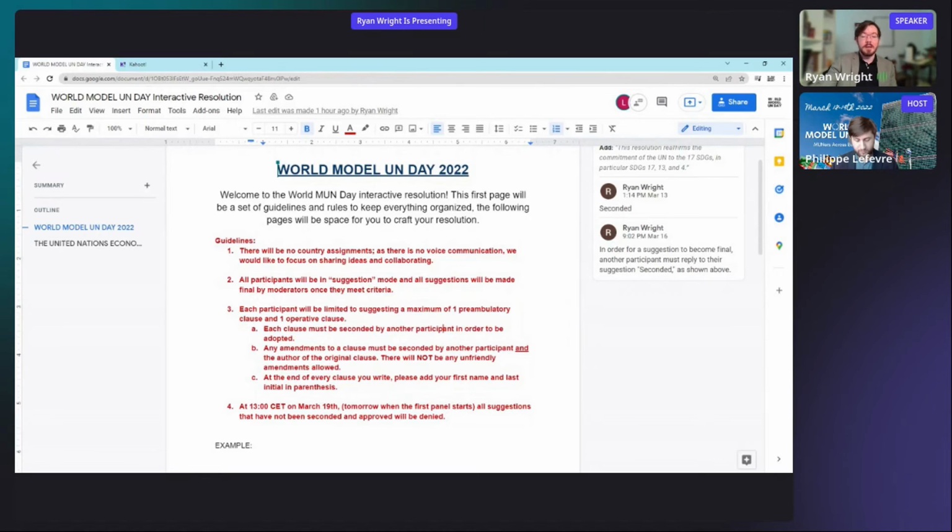And then any amendments. So if you have a change that you would like to make to a clause, each amendment will have to be seconded by another participant and the author of the original clause. So the author has to approve. We will not be allowing any unfriendly amendments for this edition.